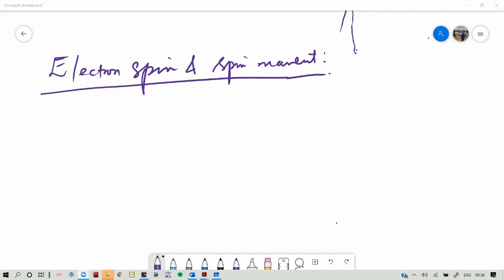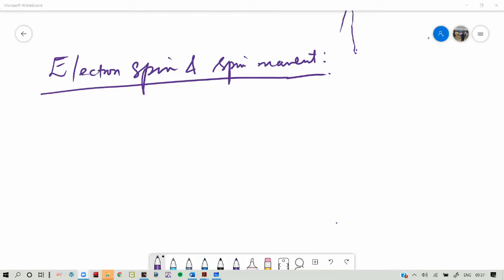The electron spin was crucial in explaining the fine structure of hydrogen spectra. However, the Bohr-Sommerfeld theory gave us a relativity correction, but it was not able to explain this fine structure component of the hydrogen spectra.